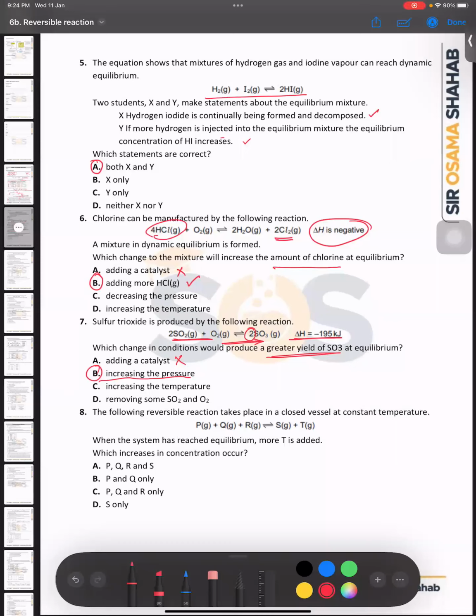Then question number 8 is saying the following reversible reaction takes place in a closed vessel at constant temperature. When the system has reached equilibrium, more T is added. So you need to see this. T is one of the products. When you increase this, the reaction is moving backward. So when the reaction is moving backward, the concentrations of all the reactants are going to be increased or maybe affected, right? So you can see this. Which increase in concentration occurs? They are asking what is the thing which is going to be increased. So definitely P, Q, and R. P, Q, and R are going to increase because they all are reactants. Is that right, every one of you?